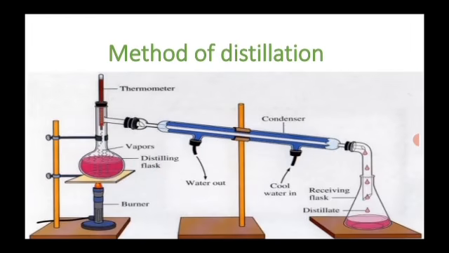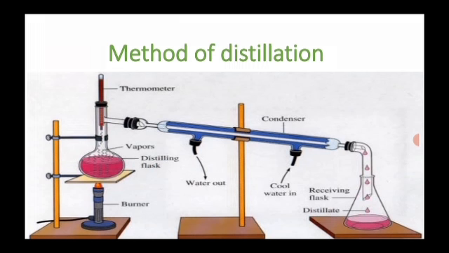Method of distillation. Take some salt water in a round bottom flask. Arrange the apparatus as shown in the figure. Start heating the liquid in the flask placed on the wire gauze. Observe the conical flask. Slowly droplets of water start flowing into it. Where did these drops come from?